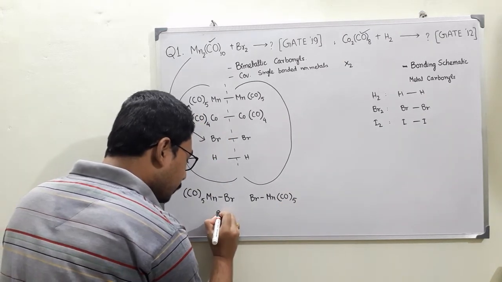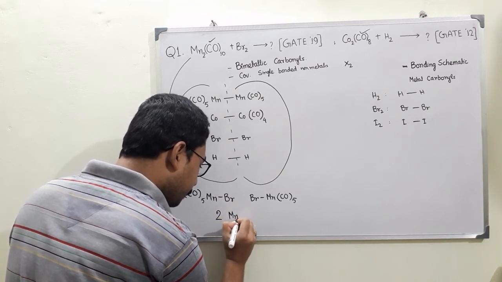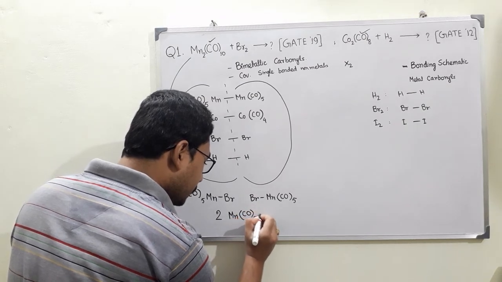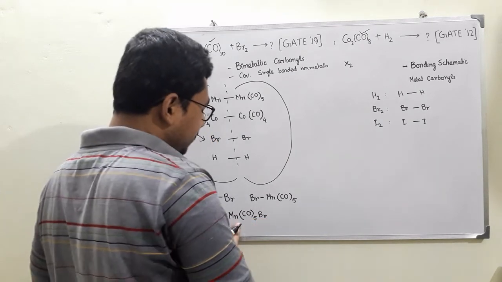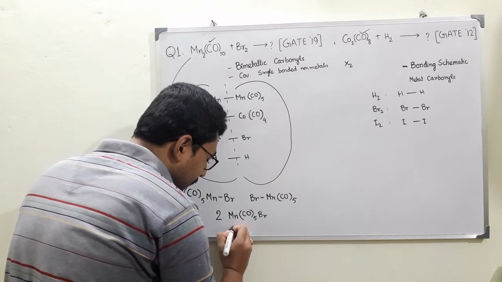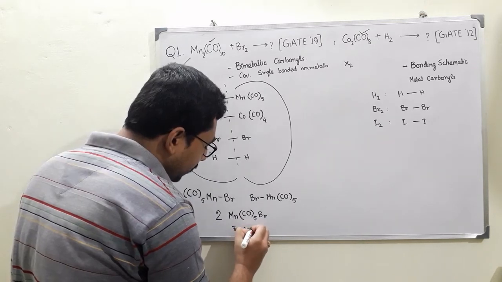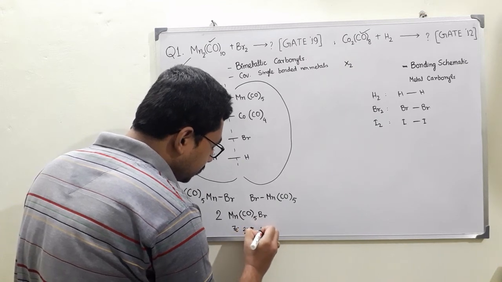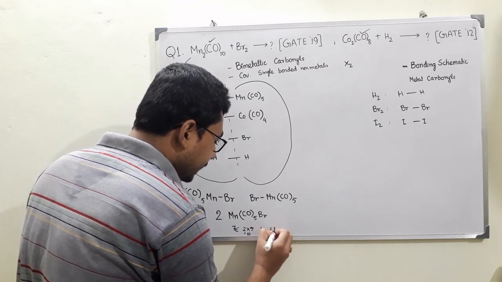So you can write, we will have two molecules of Mn(CO)5Br. You can also check this answer with the help of the 18 electron rule. You see, Mn has 7 electrons. This is 2 multiplied by 5, that is equal to 10 electrons. Br is a 1 electron contributor, so that makes 7 plus 10 plus 1 to be 18 electrons.